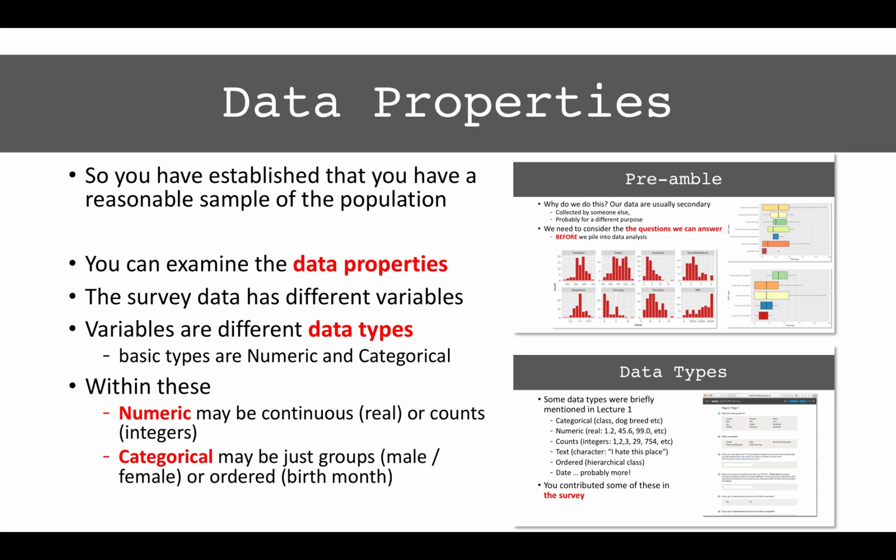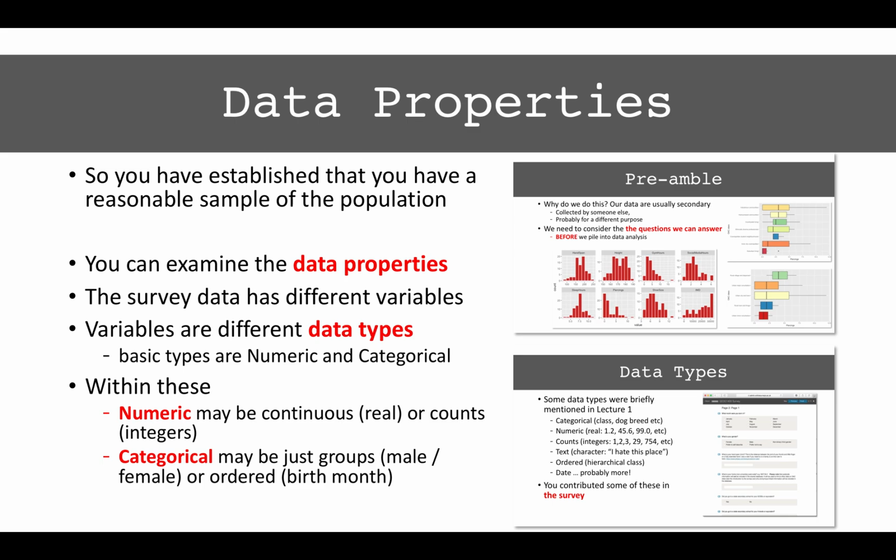Now, the survey data has different types of variables, and there are lots and lots of different kinds. There are categorical, numeric, counts, text, dates, and so on. But really what we're interested in is two basic types: numeric data and categorical data. Now, numeric data may be continuous or it may be counts.